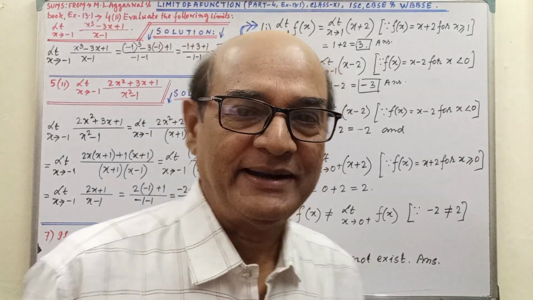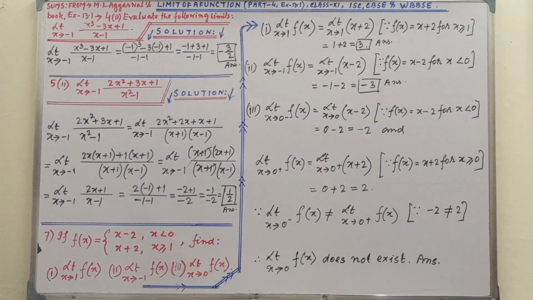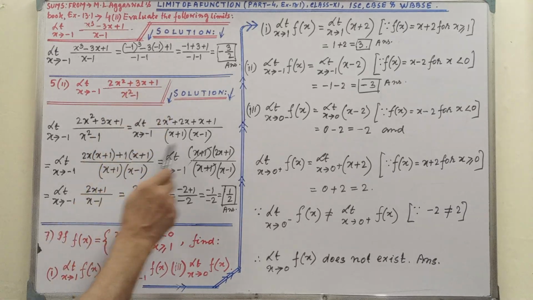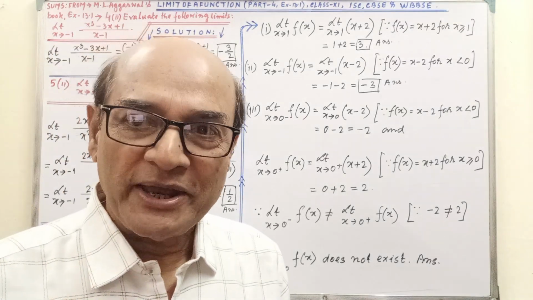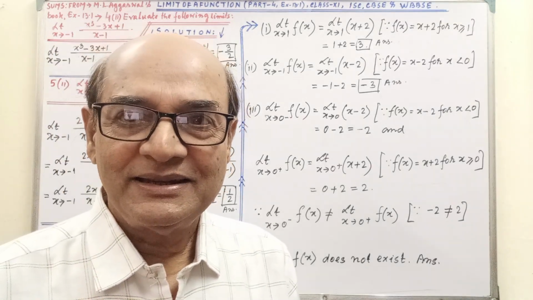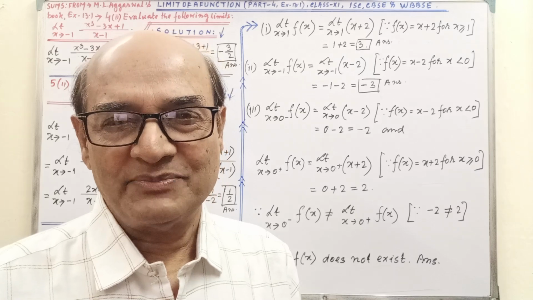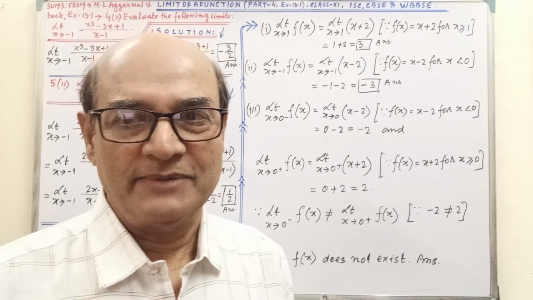Now please pay your attention on the board. Sums given from ML Agarwal's book exercise 13.1, sum number 4 part 2. There are total 3 sums, 1, 2, 3. These are 3 types. If you pay your full attention, then easily you will understand. This is a very simple chapter.